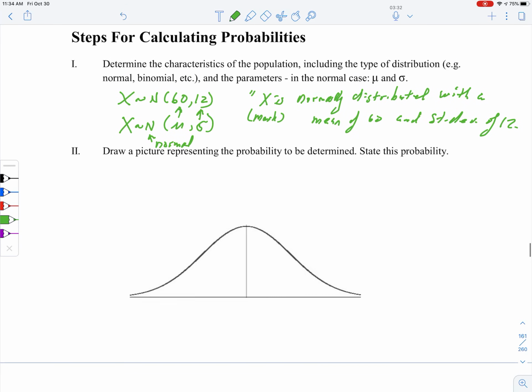That's step number 1. Step number 2 is to draw a picture representing the probability to be determined. So this is the probability of the x's. I always put the mean in because you want to find out what side of the mean that you're talking about. And we're looking for the probability of 80 down. So we would write this like this. What is the probability that x is less than 80? And we're looking at 80 down, so we could shade this like that to show that it's from 80 all the way down.